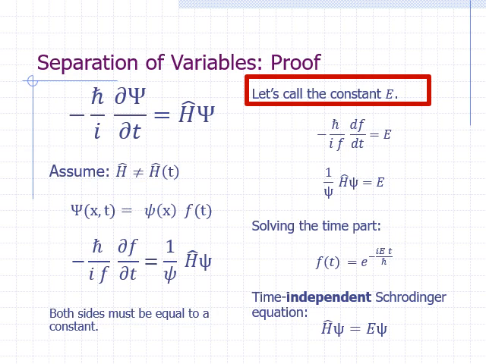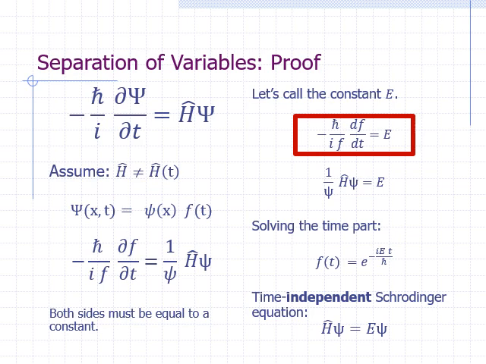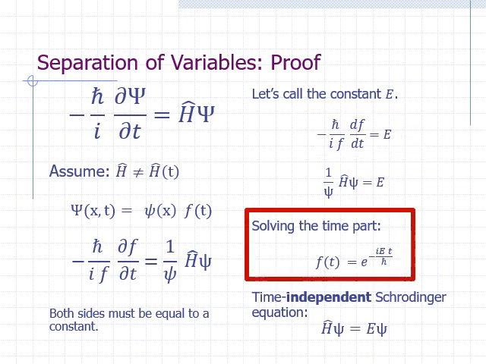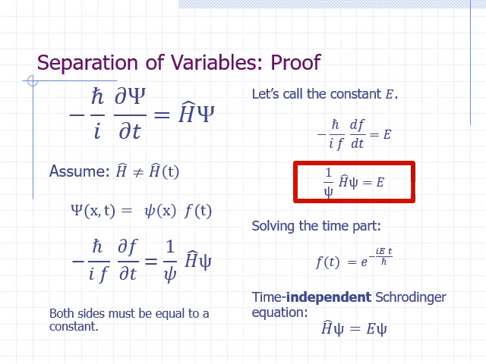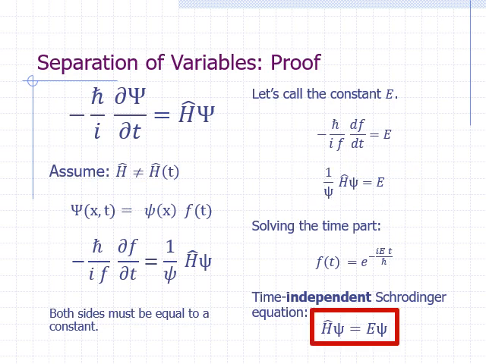Here's the left-hand side, the expression that depends only on time, set equal to the constant E. This is a fairly simple equation to solve. We can show that function f is equal to e to the negative iEt over h bar. And here's the right-hand side, the expression that depends only on coordinates, set equal to the constant E. We can rearrange this to H hat psi equals E times psi.